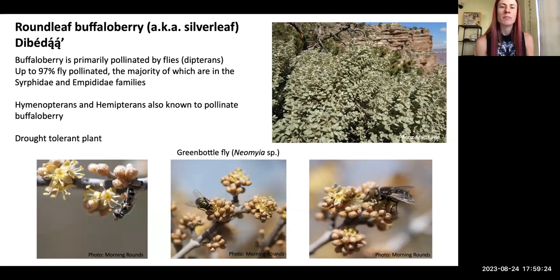There are some wasps and bees that are known to pollinate buffaloberry, and even some true bugs, but it's primarily pollinated by these flies. So here's just 3 different species of flies visiting flowers of the buffaloberry, and the flowers are pretty small, the flies are small, so they're effective pollinators.